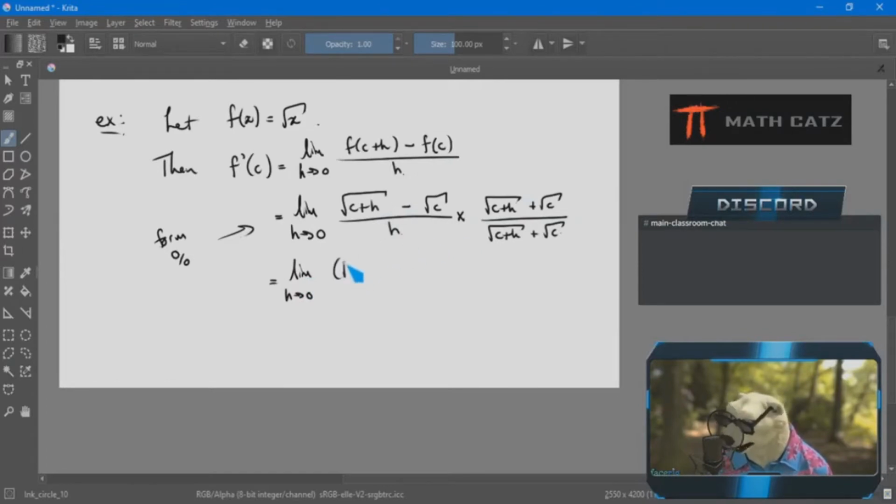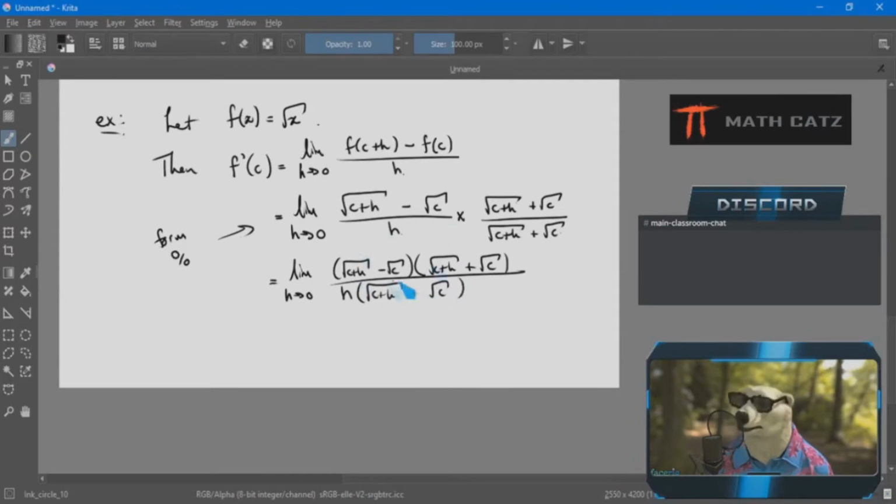So now I have at the top the root of c plus h minus root of c, times the root of c plus h plus root of c. Over the bottom I have an h, and then I have the root of c plus h plus root of c. Okay, but the top is more important right now.